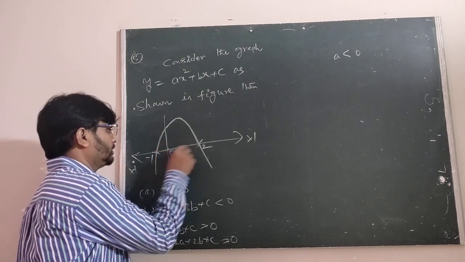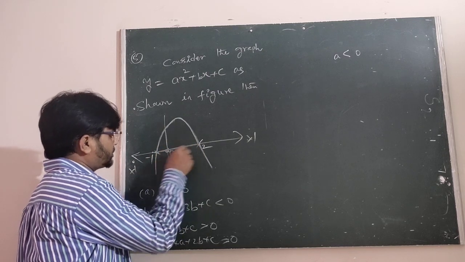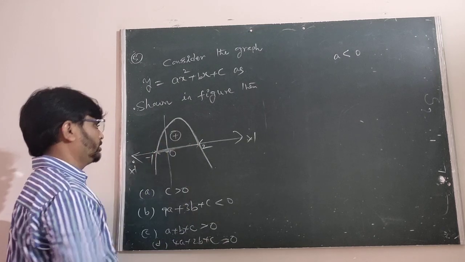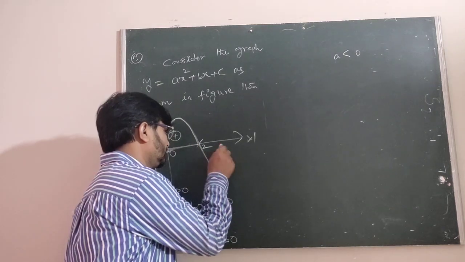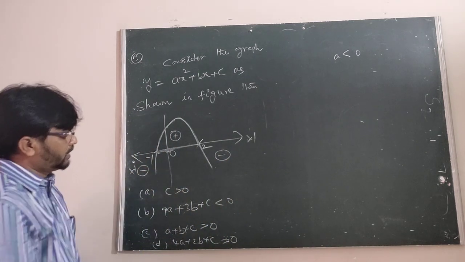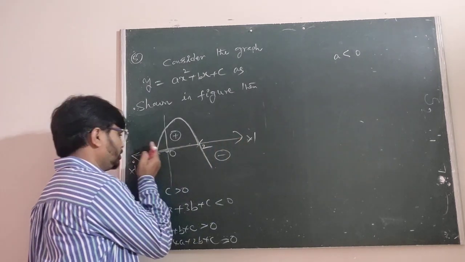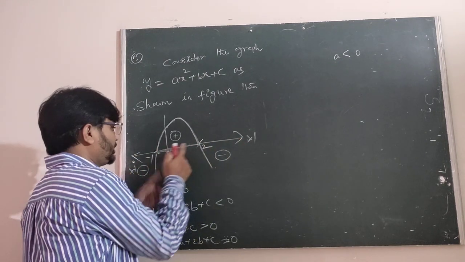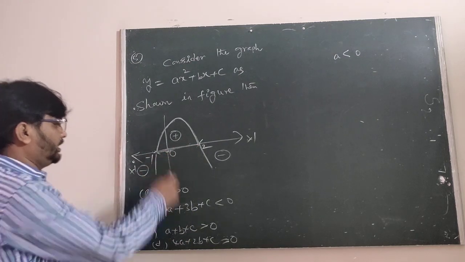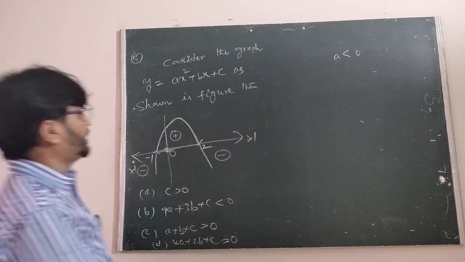By the wavy curve method, the part between the roots is the positive part, and the other two parts are negative. That means above 2 the graph is negative, below minus 1 it is negative, and in between minus 1 to 2 it is positive. Therefore, undoubtedly, the value of f of 0 must be greater than 0.